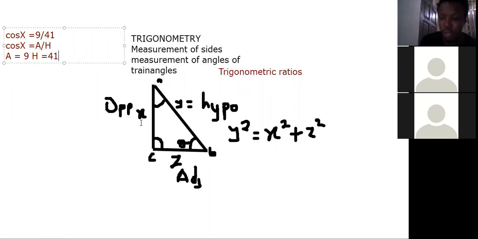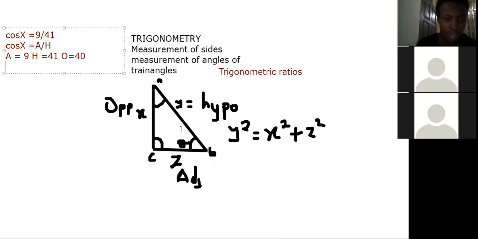Yes, sir. So let's find the opposite. What are you getting for the opposite? Let's do the mathematics, using the Pythagoras theorem. Guess what? 40. So the opposite is 40 units.